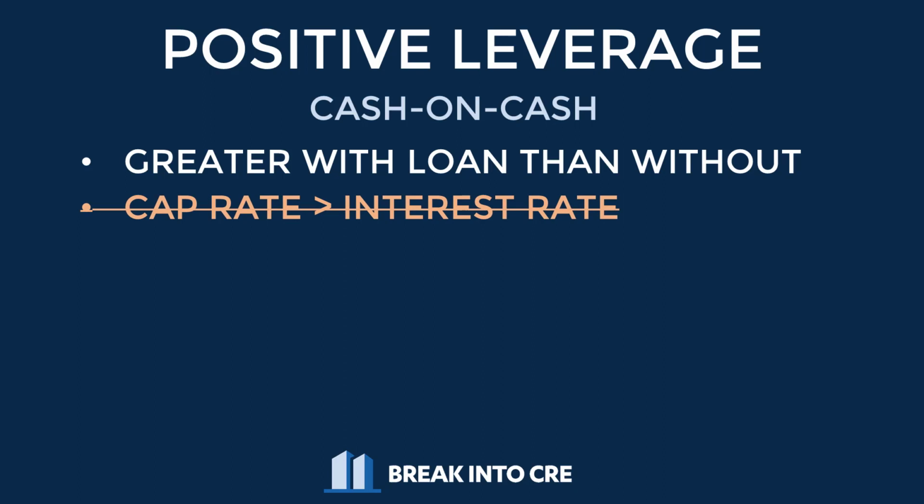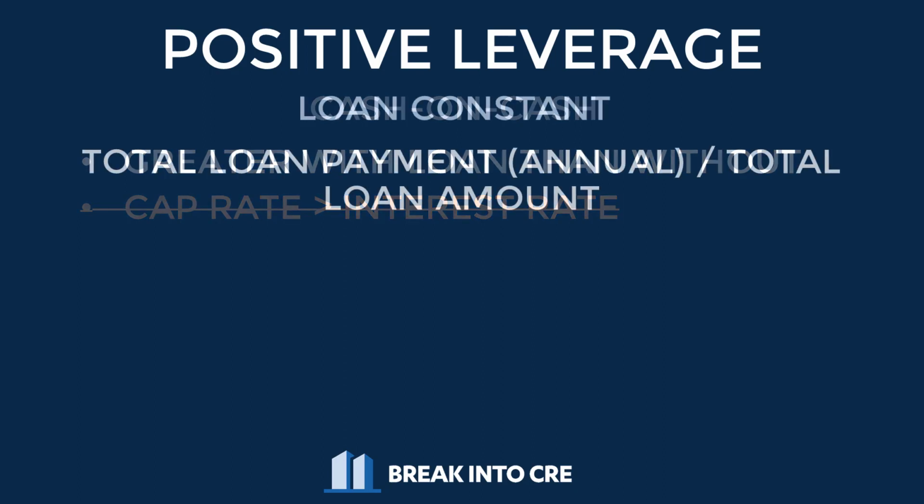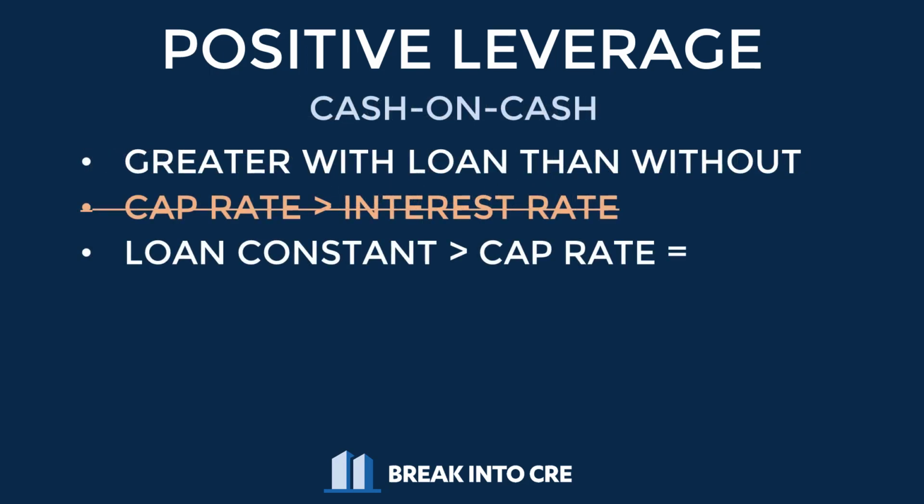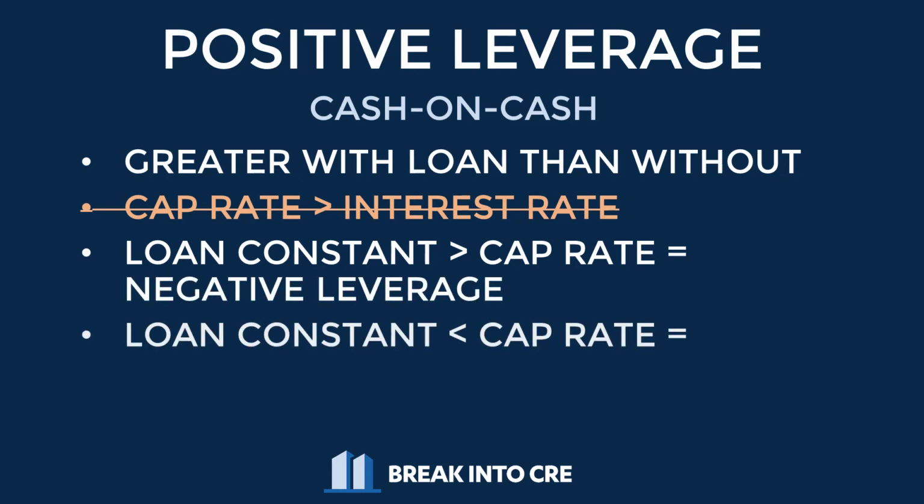So to calculate this, you'll actually need to know your loan constant, which is your total annual loan payment, principal and interest, as a percentage of your total loan amount. Now, if the loan constant is higher than the cap rate, then you'll have negative leverage. If your loan constant is lower than the cap rate, then you'll have positive leverage. Now, if this seems confusing, don't worry, we're gonna jump into Excel now and go through an example of exactly how you can calculate this on your next real estate deal.